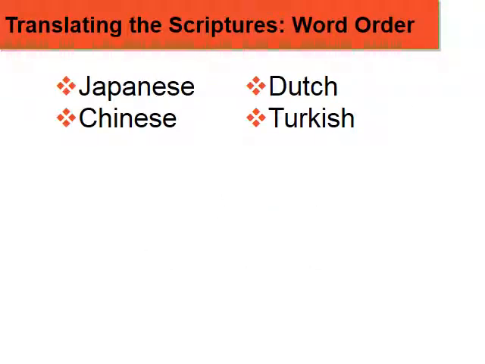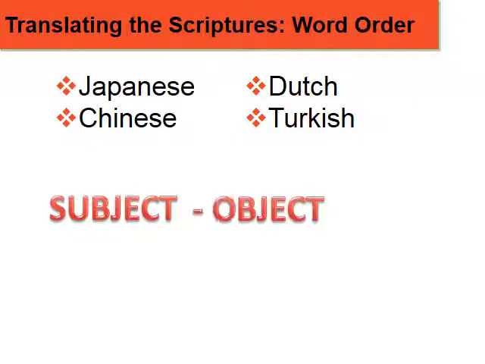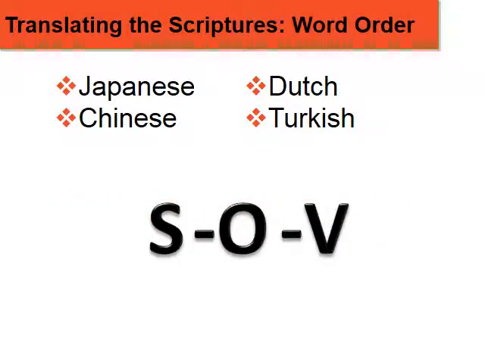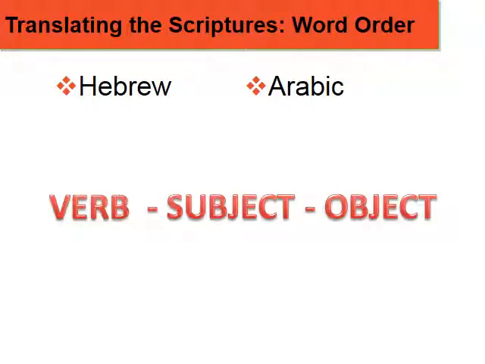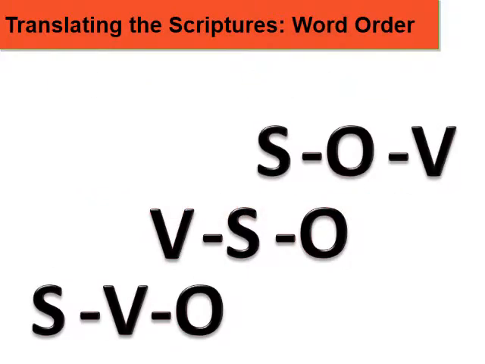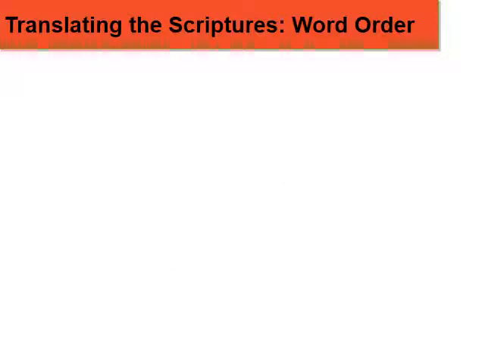In the Japanese, Chinese, Dutch, and Turkish languages, usually the subject is first, and then the object comes next, followed by the verb. So the basic word order for a simple sentence for these languages is SOV: subject, object, verb. Verb, subject, object word order is common in Hebrew and Arabic languages. All languages have a preferred word order. Translate sentences so that they are accurate and have a smooth flow.